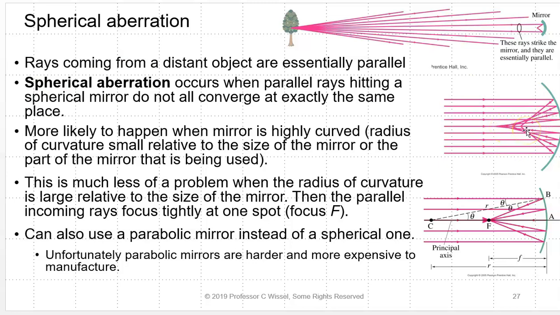Here's where they come to focus from this end. They don't come to focus at the same place. This is very annoying. It's blurry. It might be a blurry ring. It's more likely to happen when the mirror is highly curved.